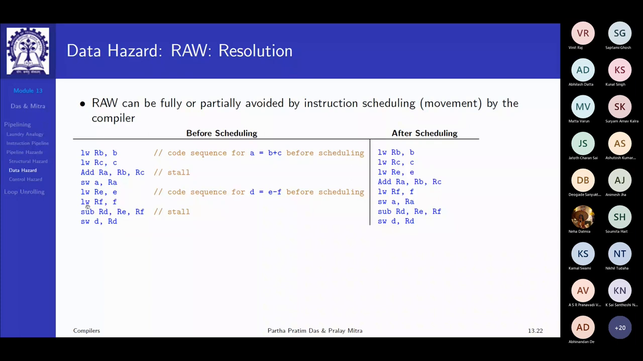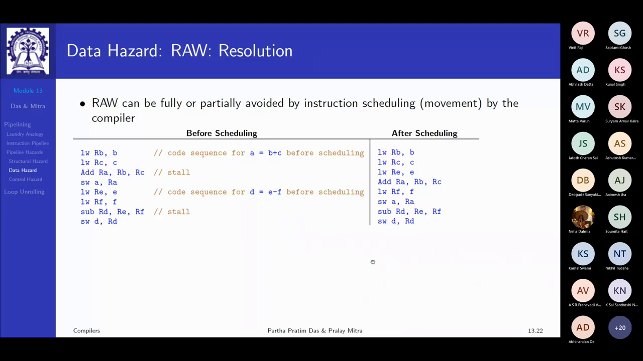And as you do that, as you promote this on top, you also promote loading of F above this store because they're independent. There's no data dependence, which makes sure that when you finally hit sub, your E and F have got loaded, and you will get rid of the stalls.